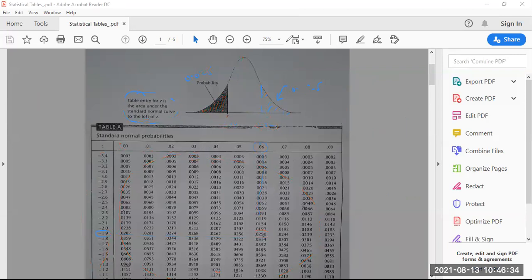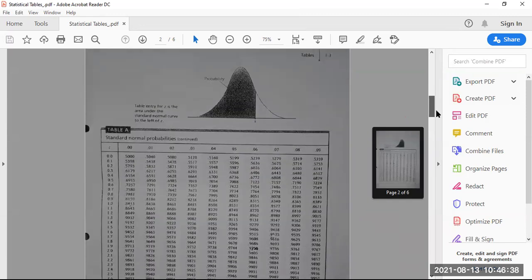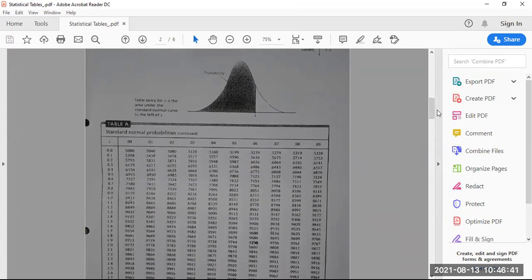But another way of doing that is also you can use the next table, this one here, okay? So again, here we are saying the values of the table entry here will give us the area under the standard normal curve to the left of Z. So these values we have here are the probabilities or the areas for the shaded region here. So you can see this is slightly more than half, isn't it?